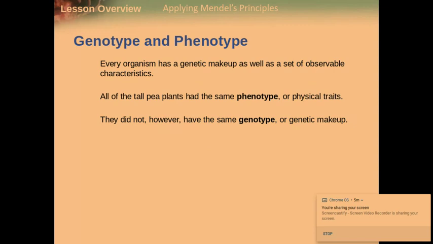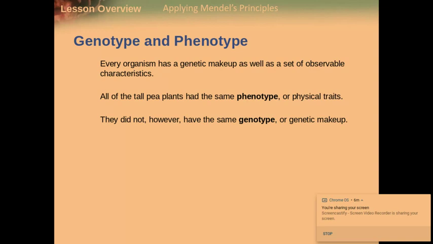Every organism has a genetic makeup as well as a set of observable characteristics. All of the tall pea plants have the same phenotype, or physical traits. So the phenotype is the observable characteristic, just what do you see? In this case, is it tall or is it short? Then you have the genotype, which is the genetic makeup. The genotype is what the actual alleles are. In the case of tall versus short, it's the T's: big T, big T; big T, little t; or little t, little t. Those are the 3 different potential genotypes.